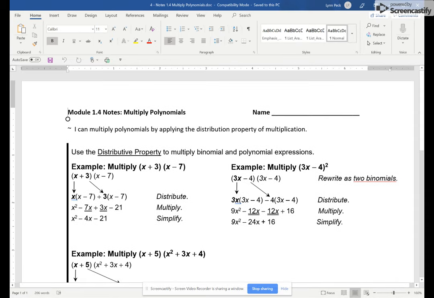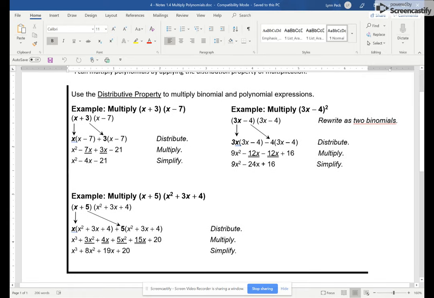Today we're taking notes on Module 1.4. We're going to be multiplying polynomials. Mostly we're going to be multiplying binomials by binomials, but really we can multiply any polynomial by another polynomial as long as we remember to distribute all parts from the first to the second and keep going in order.